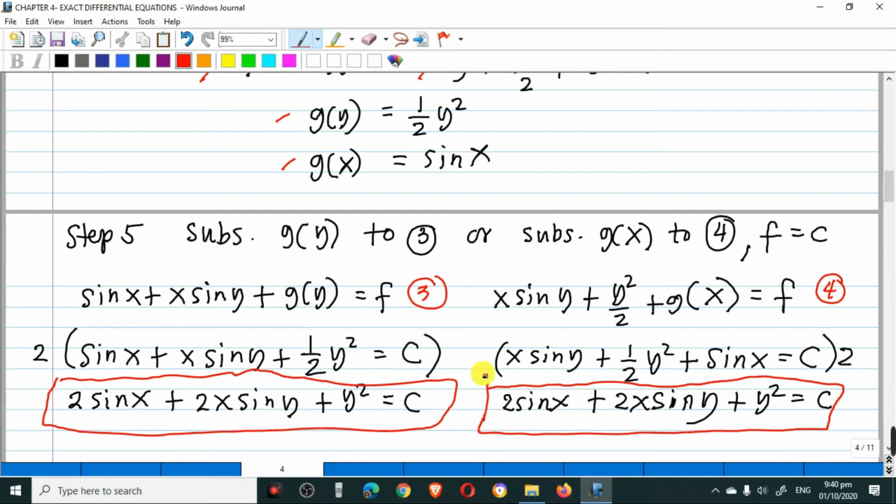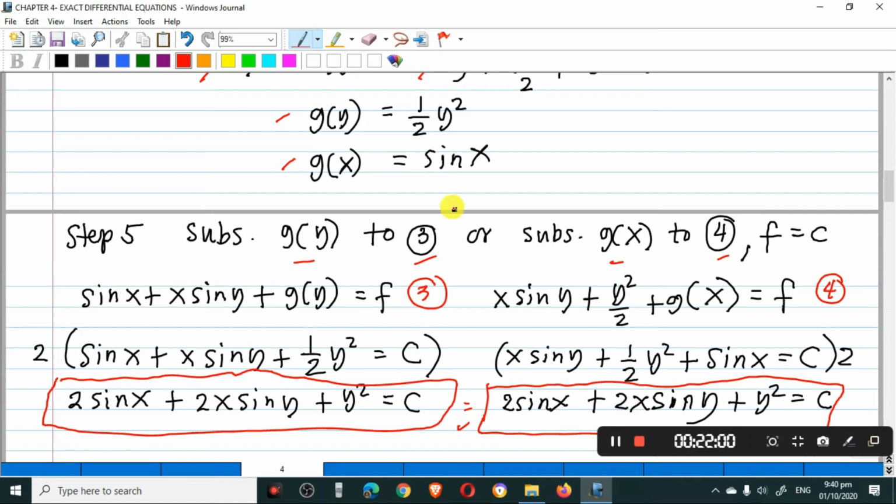So, parehas ang nakuha natin sagot. Diba? So, either you use yung gy, isubstitute mo dun sa equation number 3, or use gx, palit mo dun sa ating equation number 4. So, same values ng general solution ang makukuha nating sagot. Okay, this is under method number 1.